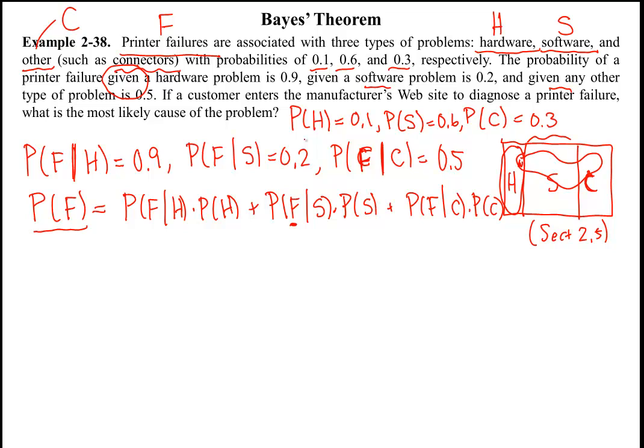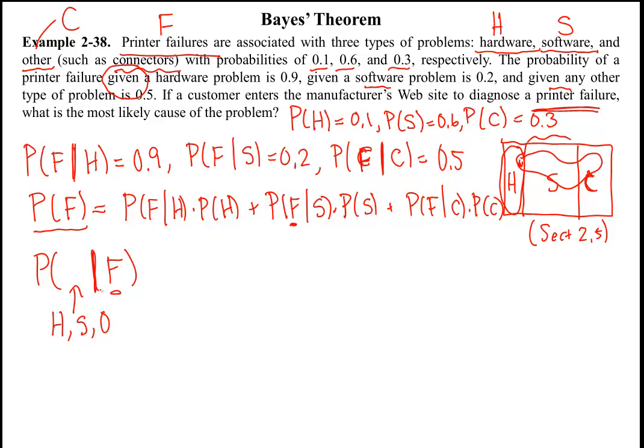What's the most likely cause of that? So, I know now they have a printer failure. So given that they have a printer failure, what's the most likely cause of that problem? If they have a printer failure, what's the problem associated with that printer failure? Is it hardware, or software, or other?